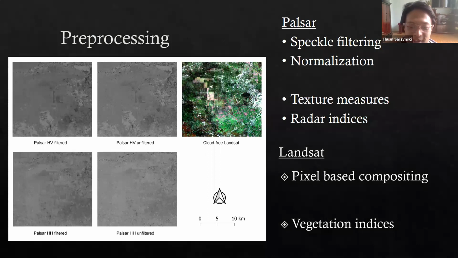And for the Landsat, we also calculated some vegetation indices like NDVI, EVI, and from all those indices, we could then run a random forest, so a machine learning algorithm, which classified the pixels into some classes that we have on the next slides.